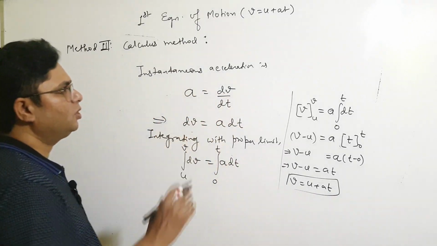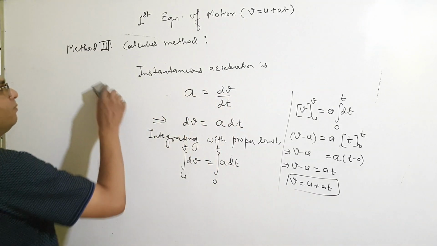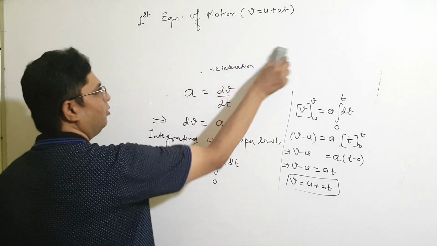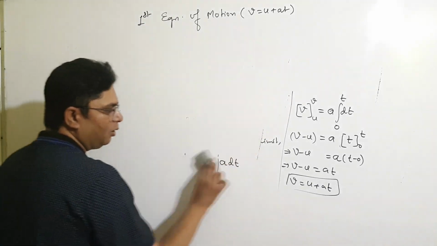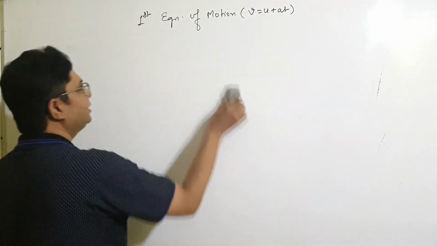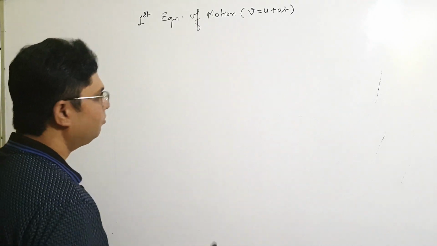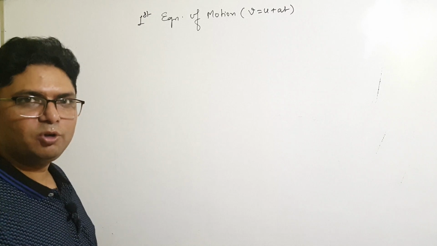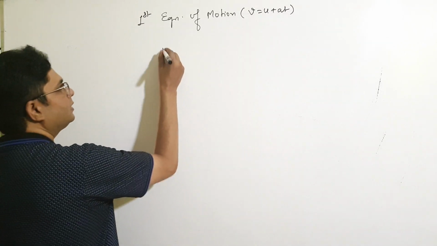Thus this is the first equation of motion which we have solved by three methods known as the algebraical method, the graphical method, and the calculus method. Now let us see a numerical based on the first equation of motion.